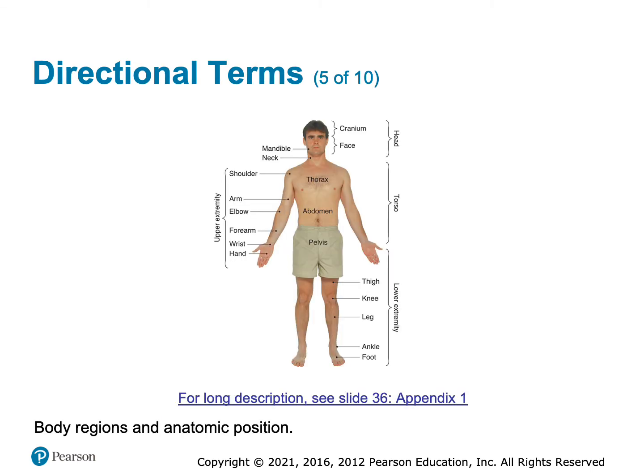This photo shows the different body regions. So we have our head, which would be everything from the face, cranium. We have our torso, which includes the thorax and the abdomen and pelvis. And we have lower extremities, which is everything below the pelvis. Upper extremities are from the shoulder to the hand.